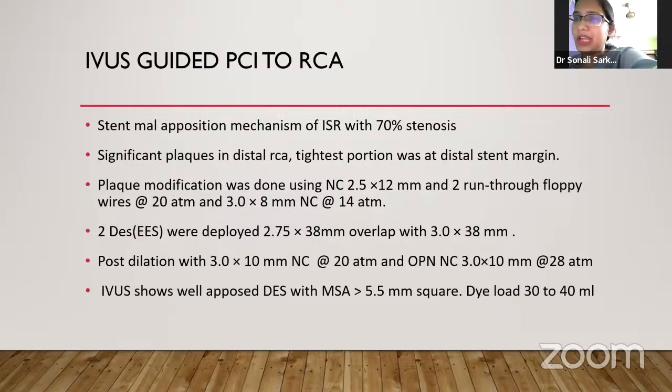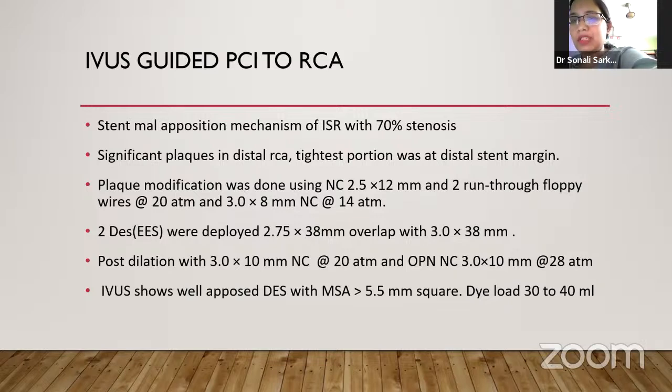So the IVUS length calculation showed us that the distal DES length cannot be more than 38 millimeter. So we used a distal DES, an everolimus eluting stent, Synergy 2.75 into 38 millimeters, which was used to overlap with the proximal DES of 3 into 38 millimeters.